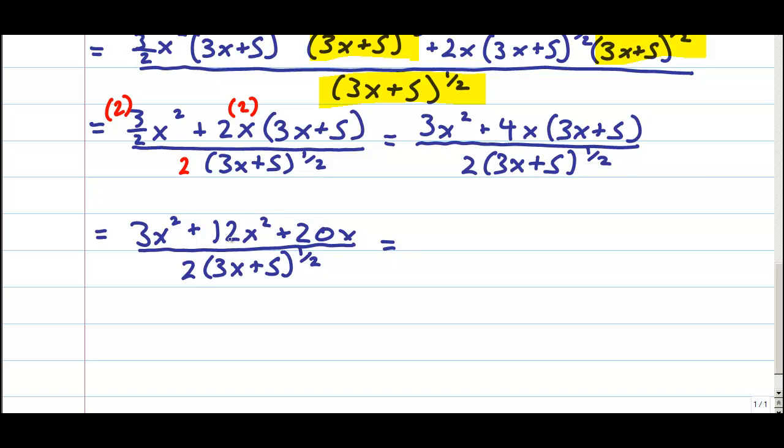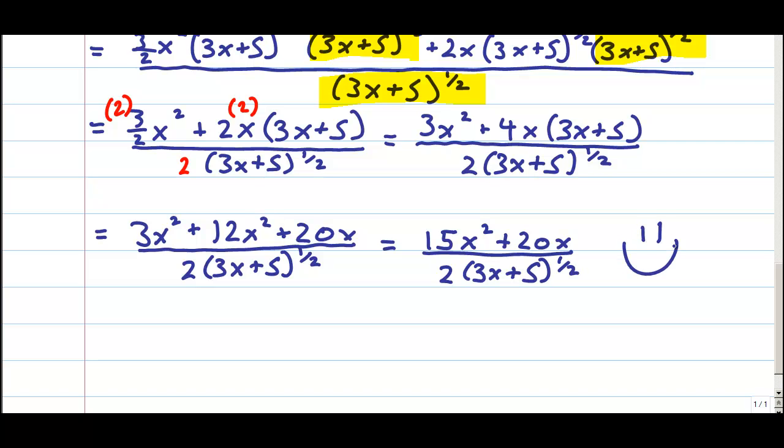Okay, let's see what I got now. I've got 15x squared up top. And on the bottom, I've got this. There. And that's a nice simplified derivative. And of course, you could factor an x out of the top, but I don't see any point in that, really.